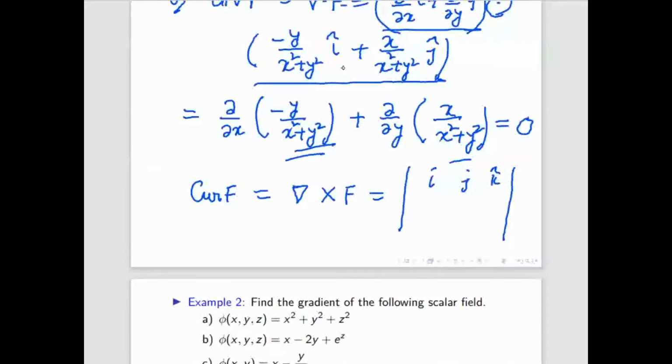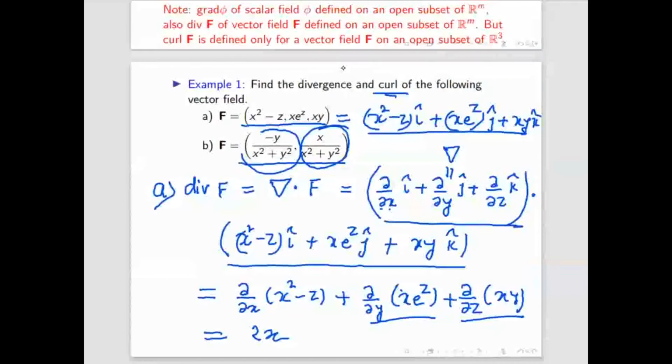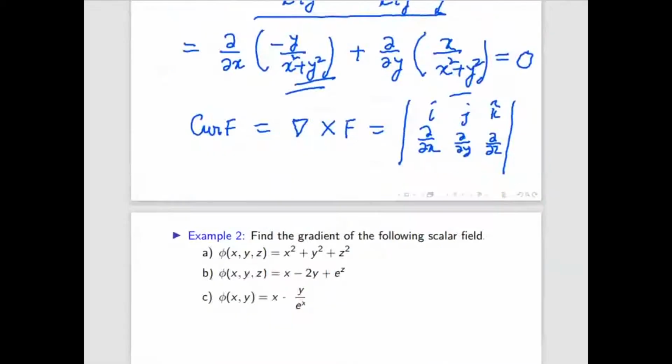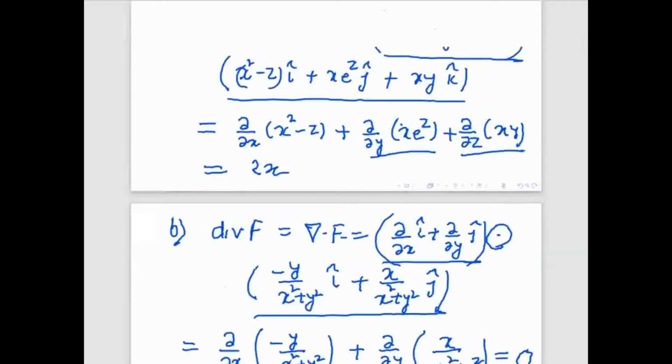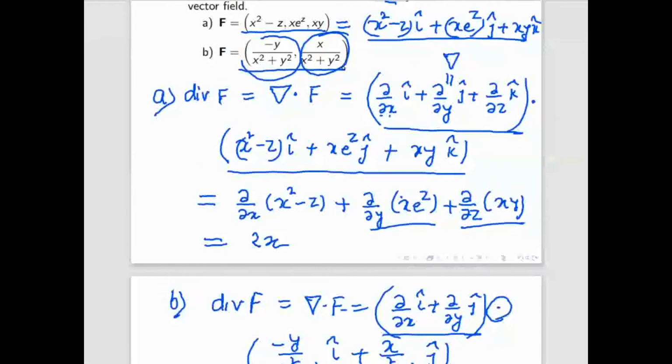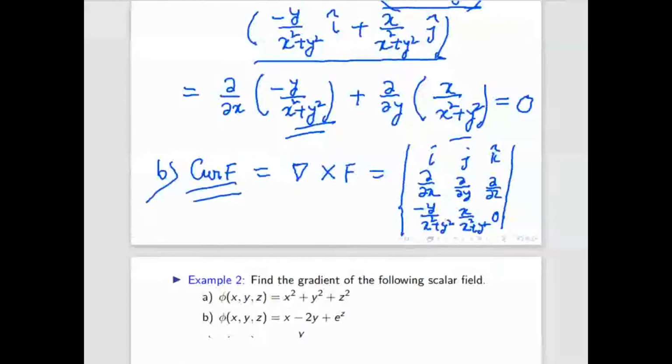So here the del operator has three components, del by del x, del by del y, and del by del z. But this one has only two components. The third component is 0. There is no component. So here we write minus y by x square plus y square, then x by x square plus y square, and this is 0. Now you can find the determinant, and whatever you get will be the curl for part B. So this vector you can write with i cap, this with j cap, plus 0 times k cap. So that's why 0 here.